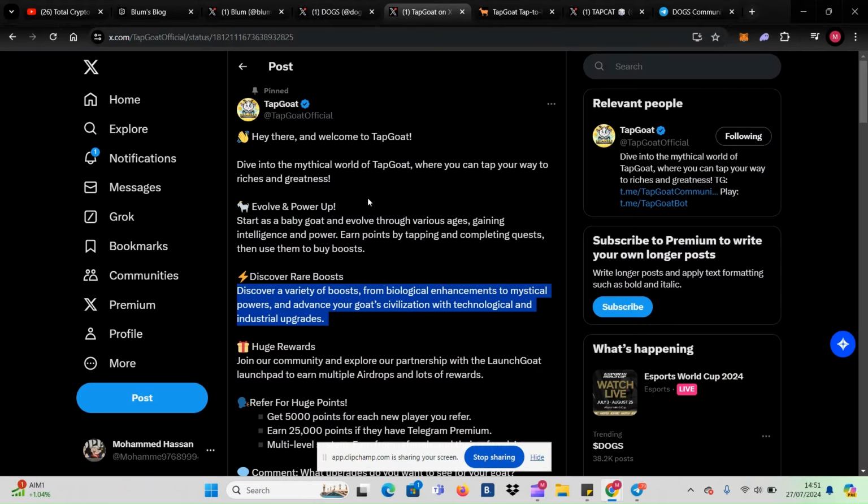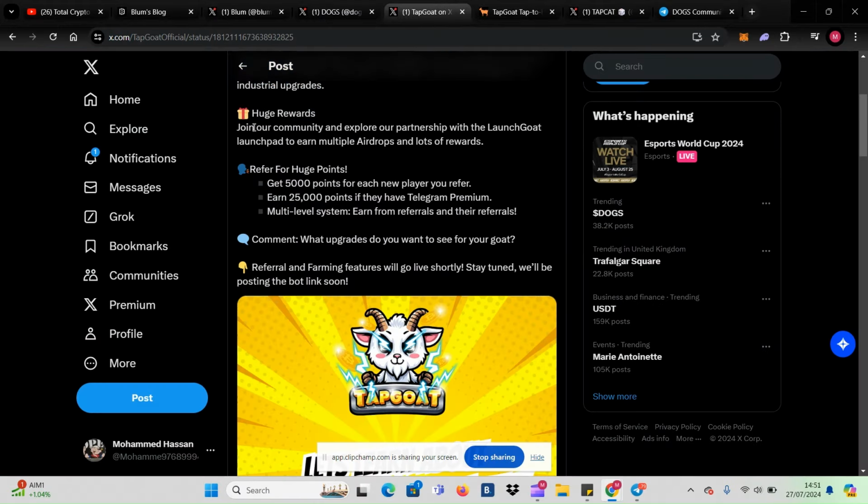So let's continue. And there's a huge reward. It says here, join our community and explore our partnership with the Launch Goat Launchpad to earn multiple airdrops and lots of rewards. We want to hear about the potential of earning multiple airdrops and lots of rewards. That's what we're here for.